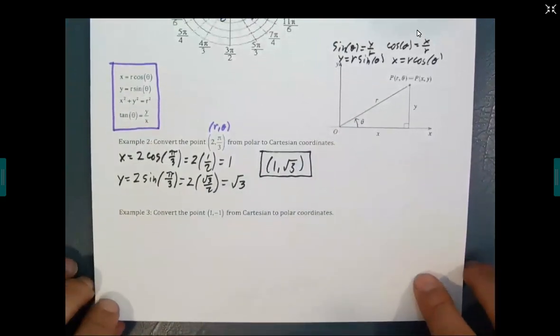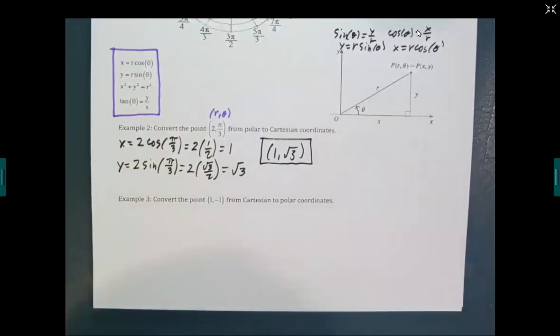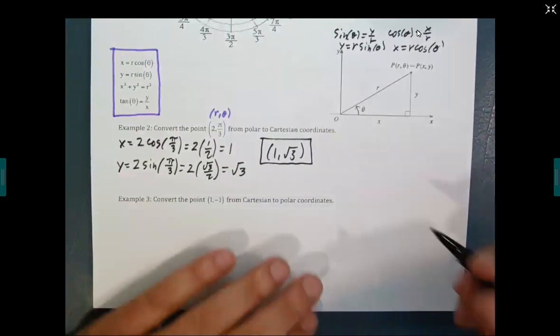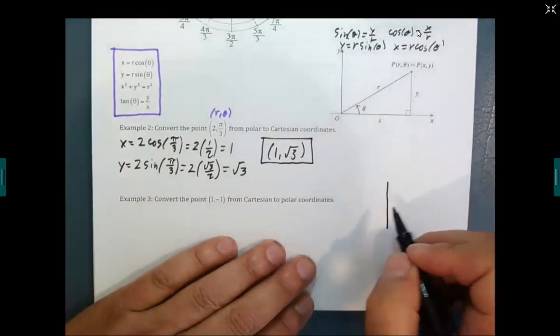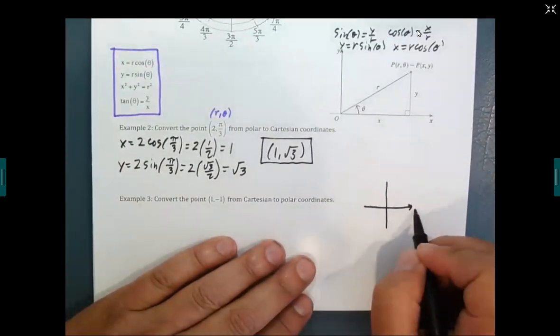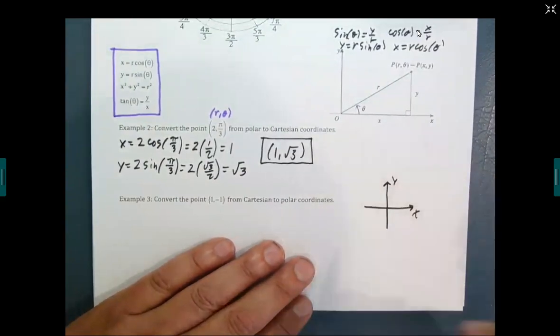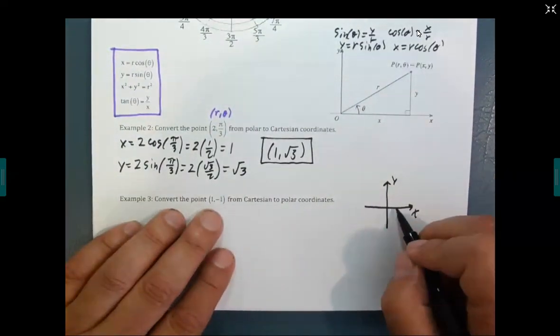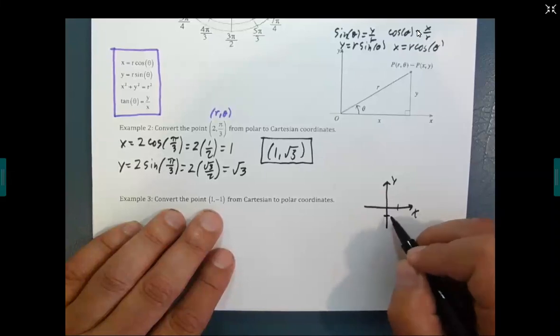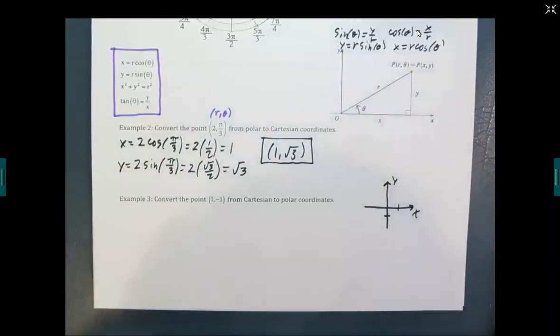Now, for example 3, we're going to convert the point, and let's talk about where this point is and what that's going to look like. So I'm here. I'm at 1, -1. So 1, -1 is going to be this point right here.